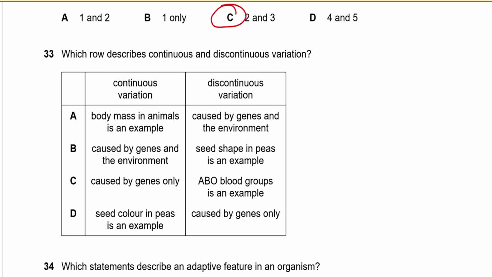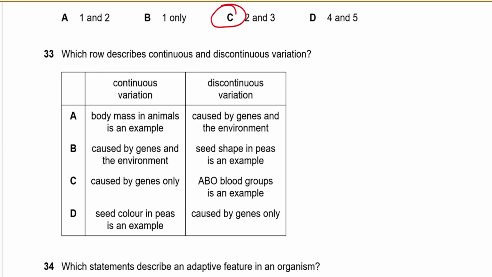Discontinuous variation, ABO blood group, is an example. D says seed color in peas is an example of continuous variation. Discontinuous variation is caused by what? By genes only. Continuous variation is caused by both genetic and environmental factors, while discontinuous variation is usually caused only by genetic factors.